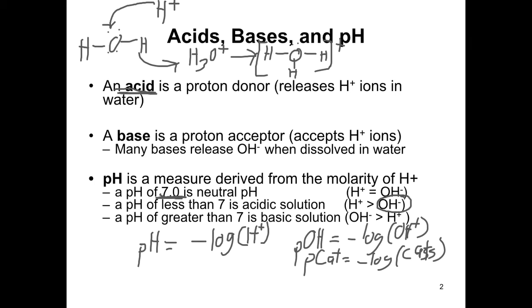So, bottom line it: acid, low pH, donates hydrogen ions. Base, high pH, absorbs hydrogen ions, and in water, it will produce hydroxide ions.